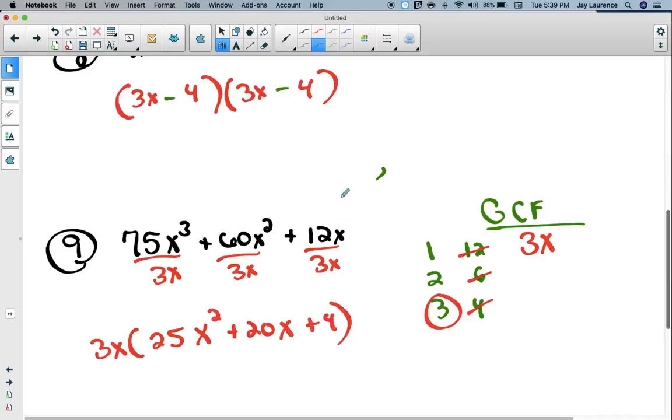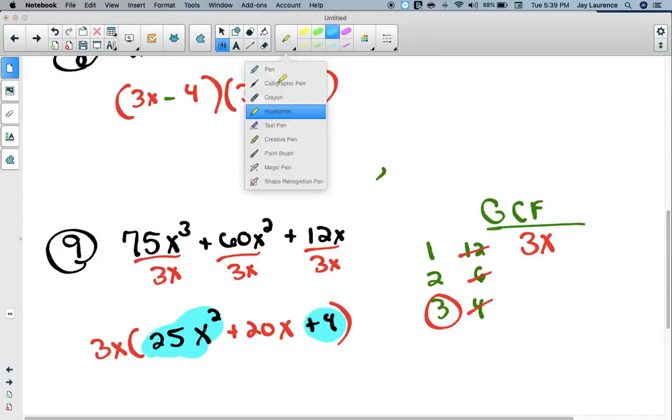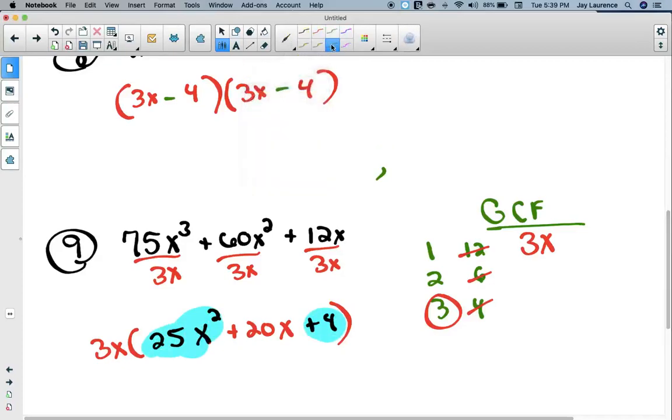Now, don't stop here, because if you look closely in that quantity, you will see that we have a perfect square here, and we have a perfect square here. If you find the square roots, multiply them together and double it, and you get the middle term, you have a perfect square trinomial. So the square root of 25x squared would be 5x. Square root of 4 is 2. Multiply together is 10x. Doubled is 20x.